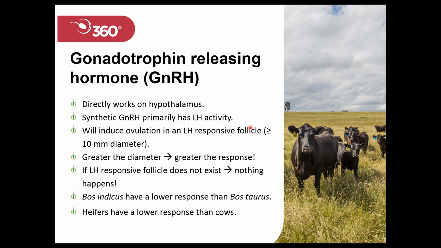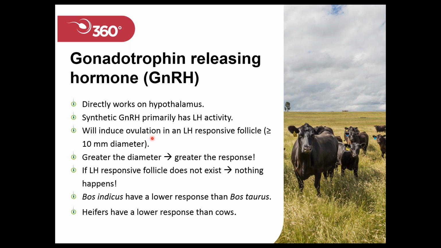The second most common hormone that is seen is gonadotrophin releasing hormone, although most people tend to just call this GnRH. Now, GnRH works directly on the hypothalamus. However, just to remind you that synthetic GnRH primarily has LH activity. So some people get a little bit confused that it could have some FSH activity, but for the simple means of remembering it for synchronization purposes, it has LH activity.